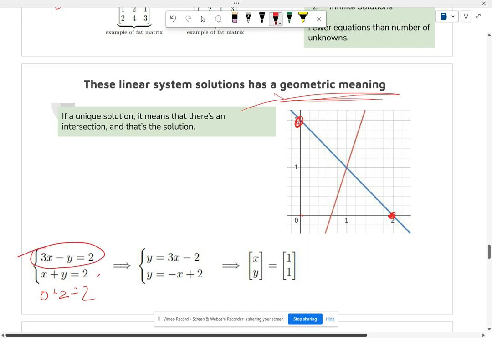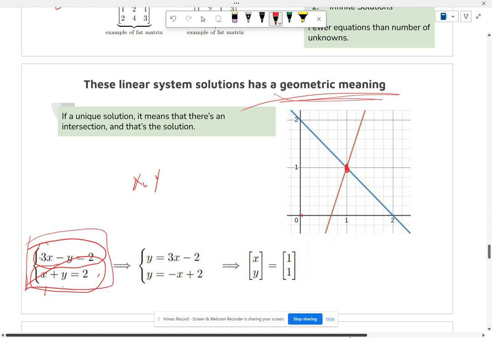And the other equation essentially represents this. Therefore, every (x, y) along this line is a solution that satisfies this equation. And everything along the red line are solutions that satisfy this equation. Therefore, the x and y that satisfy both equations must be the point that both lines simultaneously intersect at. So that's the geometric meaning of what's happening when you are solving a linear system of equations.